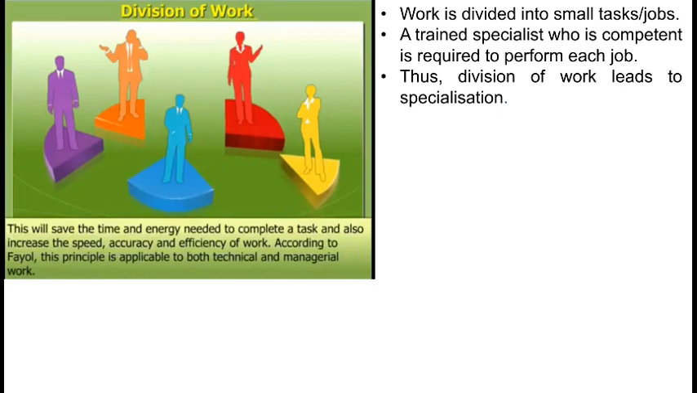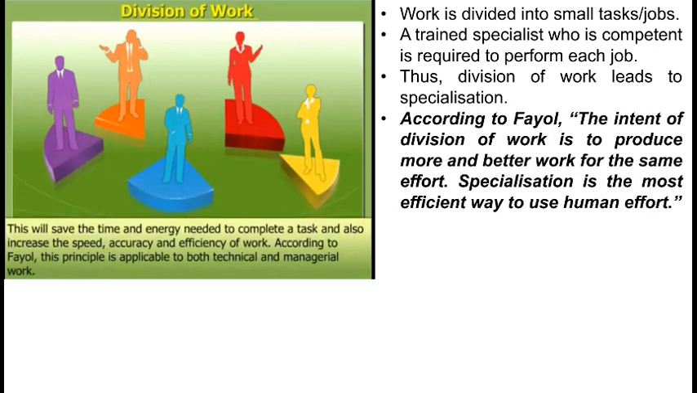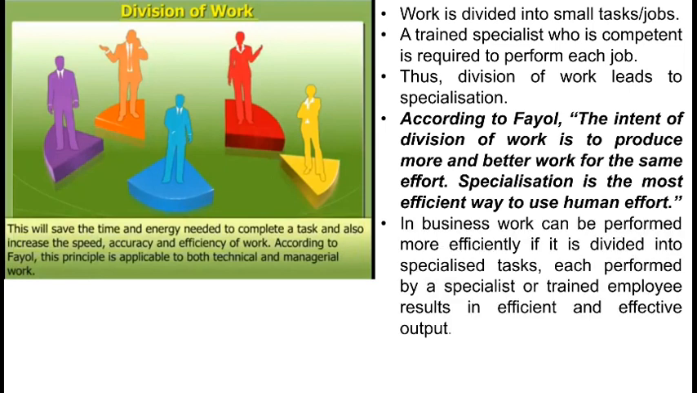Since here every employee has to perform only a small part of the task repeatedly, he gets expertise in that particular task, resulting in specialization. According to Fayol, the intent of division of work is to produce more and better work for the same efforts. Specialization is the most efficient way to use human efforts. In business, work can be performed more efficiently if it is divided into specialized tasks, each performed by a specialist or trained employee, resulting in efficient and effective output.